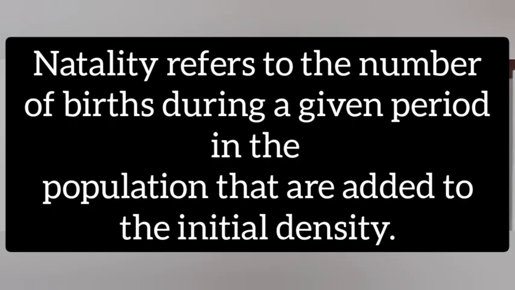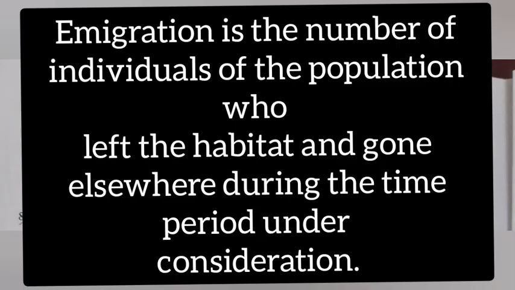7. Two characteristics of population density is given below. Explain the terms. A. Natality. Answer natality refers to the number of births during a given period in the population that are added to the initial density. B. Emigration. Answer emigration is the number of individuals of a population who left the habitat and gone elsewhere during the time period under consideration.